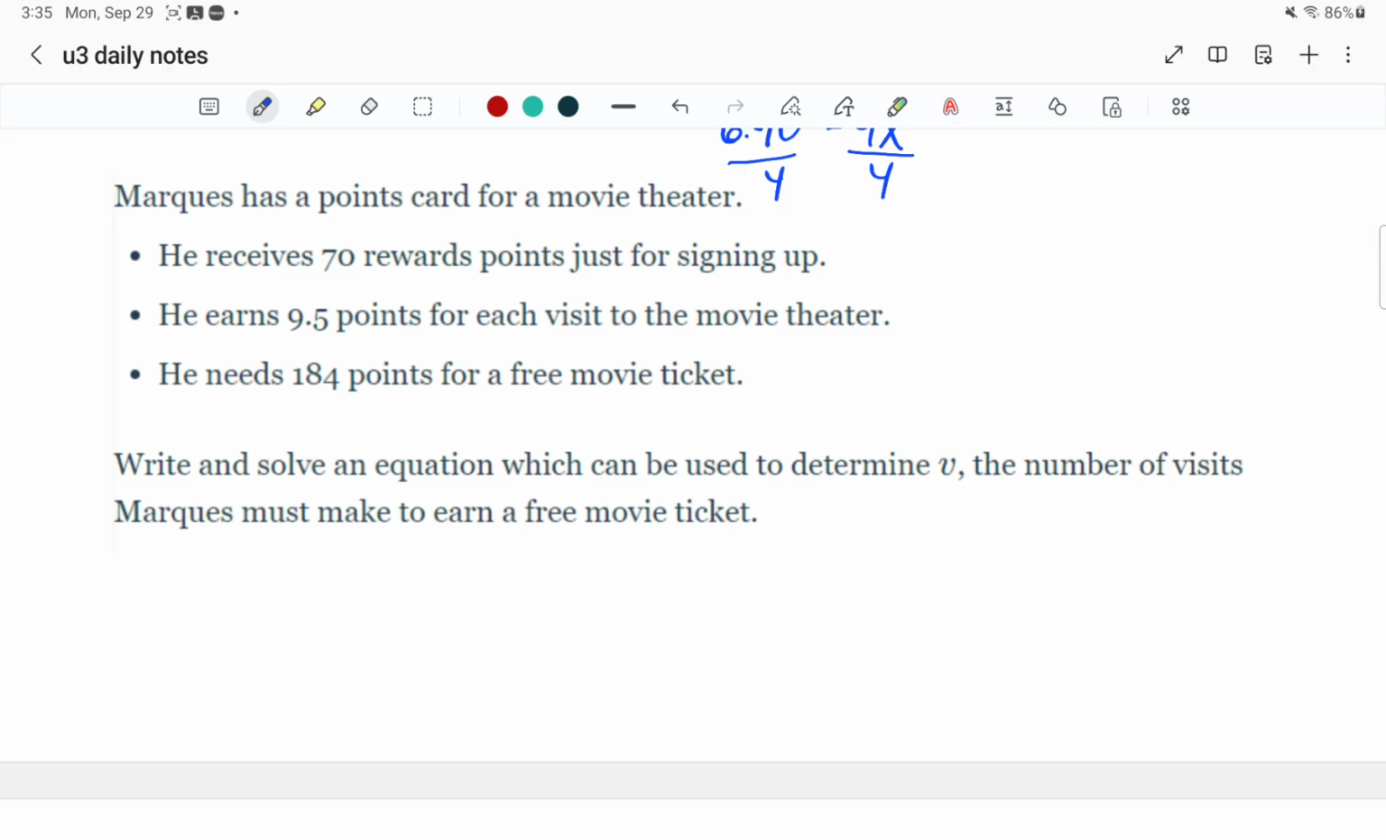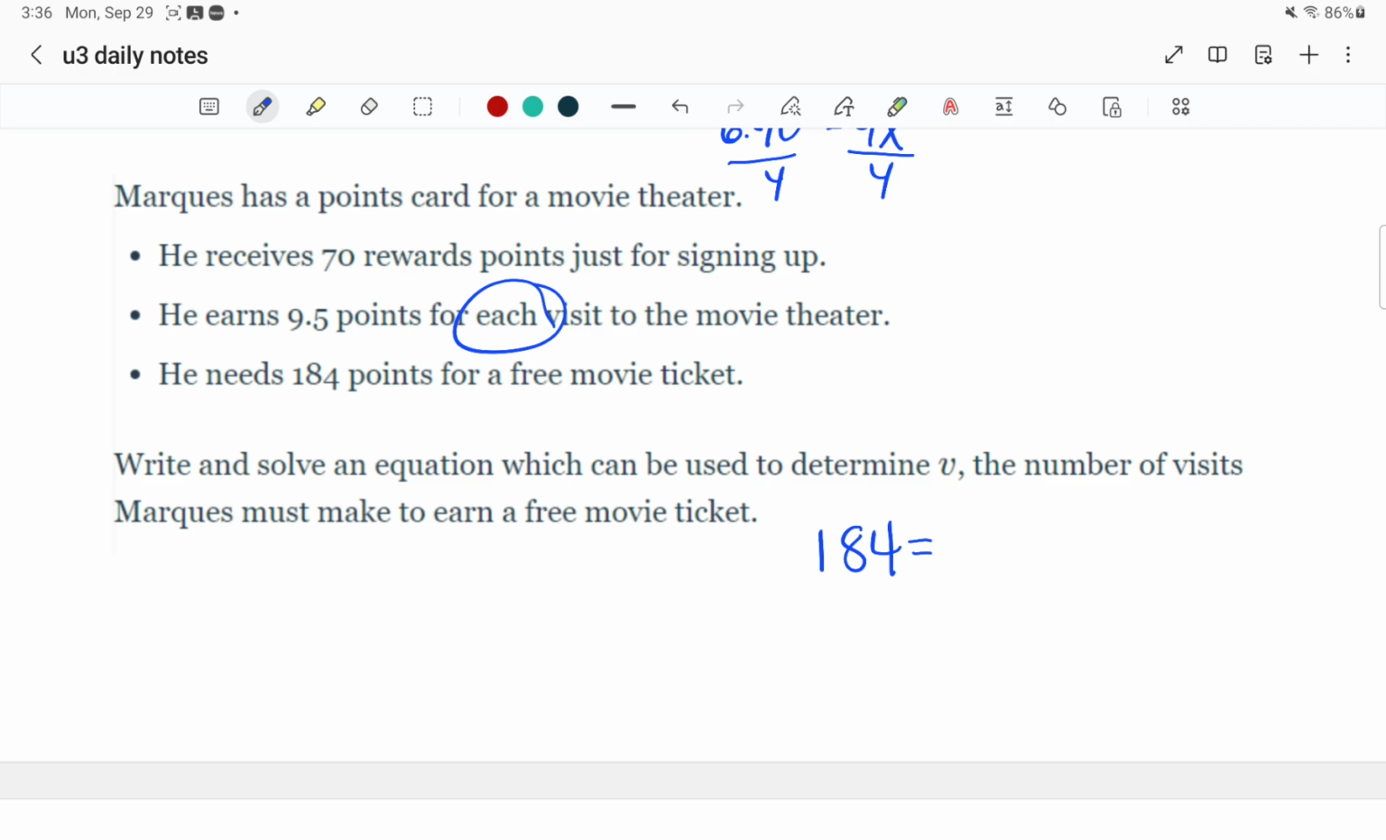He receives 70 rewards points just for signing up. He earns 9.5 for each visit to the movie theater, and he needs 184 points for a free movie ticket. So 184 is my total. That's my biggest number for 1, and 2, that's what I'm trying to reach. I'm trying to get to 184.